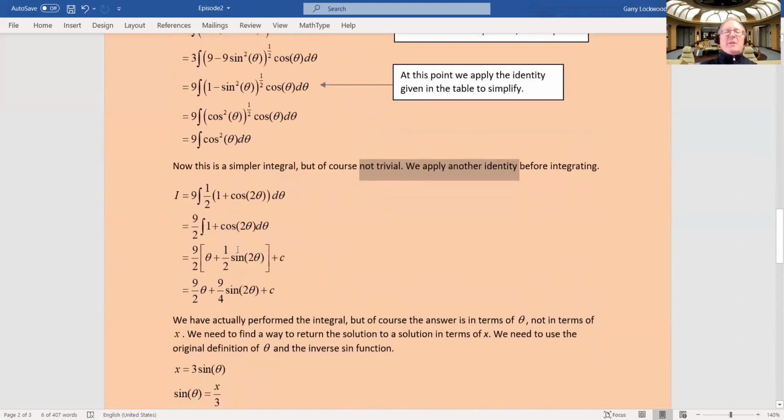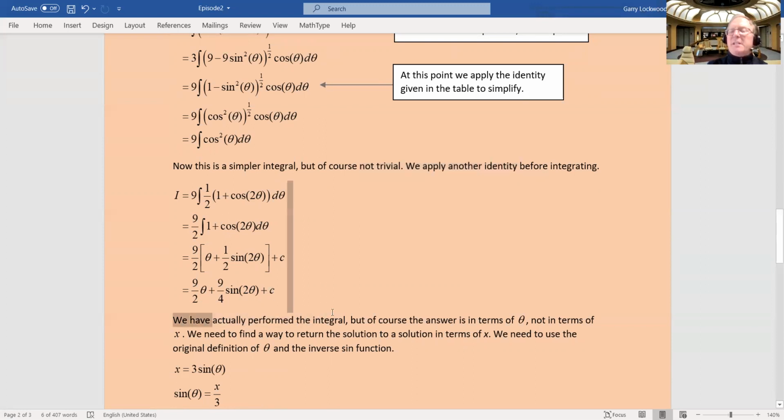But we need to find a way to remember that. So I've taken the half out the front. We've got 9 over 2. And the integral of this is theta plus a half sine 2 theta plus a constant. Technically, of course, the plus c should really be inside these square brackets. But I'm not going to do that because then we'd have 9 over 2 times a constant. And 9 over 2 times an unknown constant is, surprise, surprise, an unknown constant. So I'm quite happy to just add this constant outside of the square bracket. So we've got 9 over 2 times theta plus 9 over 4 sine 2 theta plus a constant.